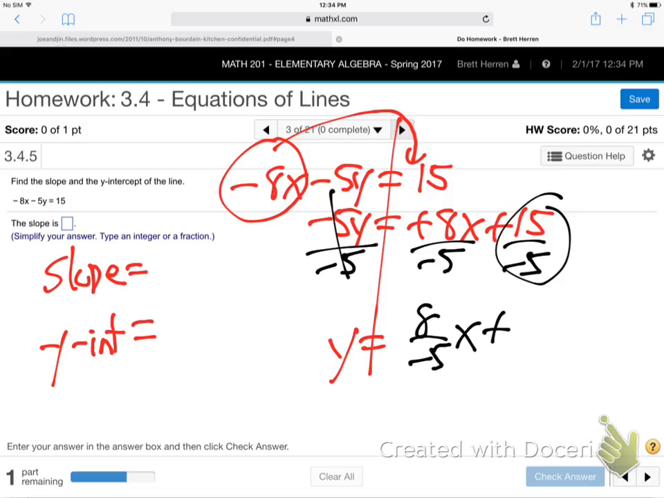And what's 15 divided by negative 5? It's negative 3. So what's the slope? 8 over negative 5. What's the y-intercept? Negative 3.